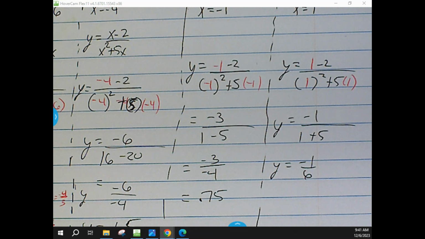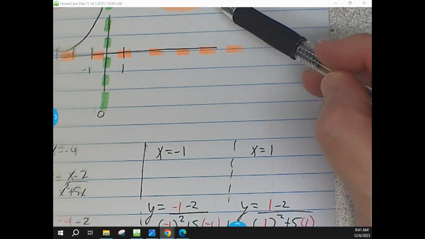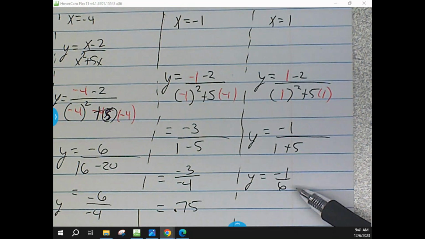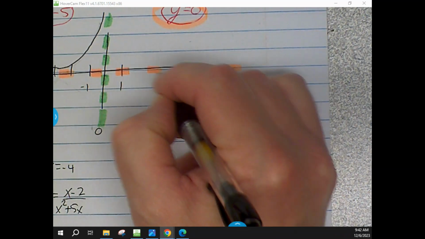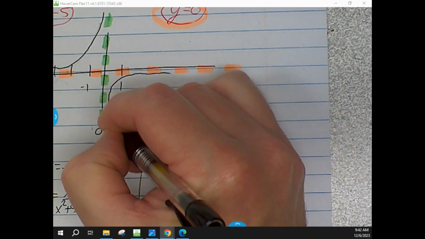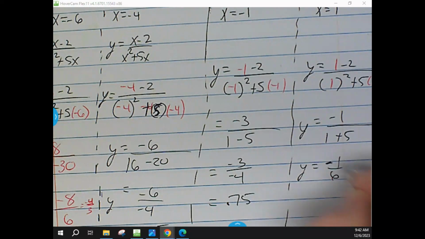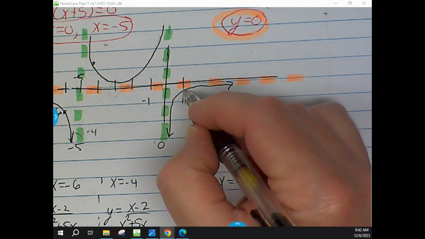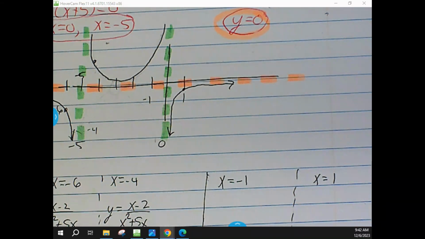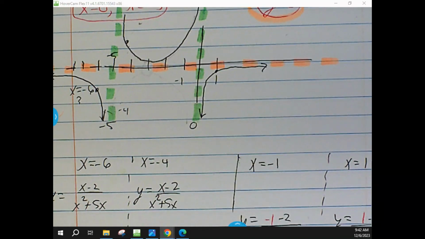Okay. And the good news with the horizontal asymptote being at y equals 0 is that it doesn't really matter how big or how small that number is. It's negative, so it's got to be below that horizontal asymptote, which means the graph is going to look something kind of like that. Because that was -1/6, it's got to be somewhere about there. Okay, so I think that's enough for today.